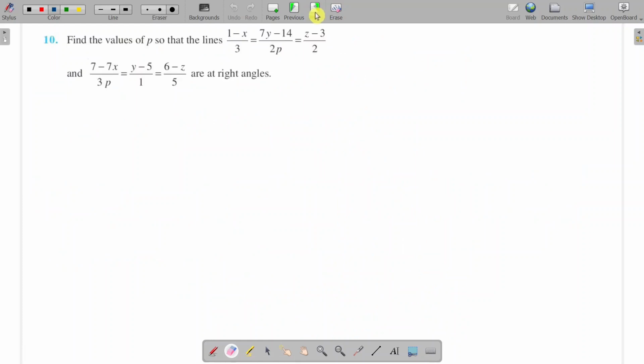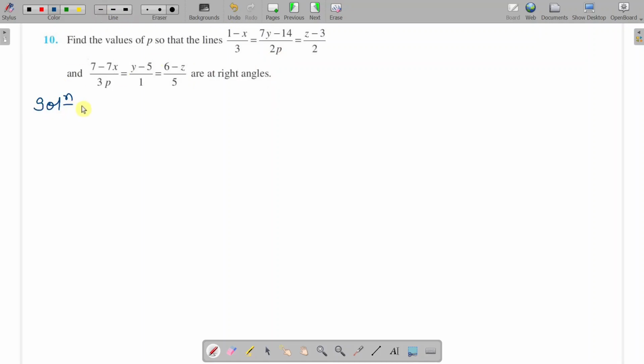Now let us go to the 10th one. That is: find the values of p so that lines (1 minus x) by 3 equal to (7y minus 14) by 2p equal to (z minus 3) by 2, and (7 minus 7x) by 3p equal to (y minus 5) by 1 equal to (6 minus z) by 5 are at right angles. So what we have to do is find the values of p for which these two lines are at right angles. So let us start solving the problem.